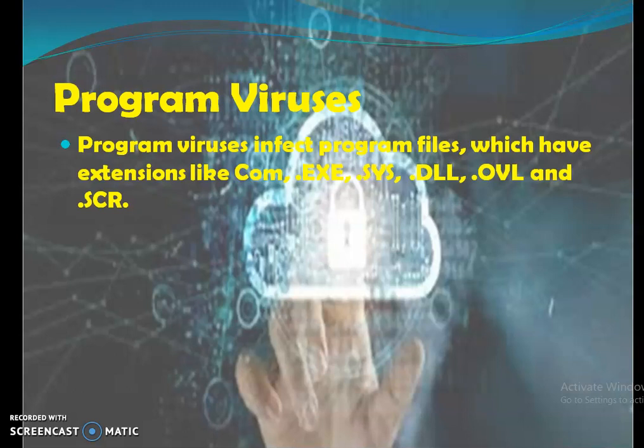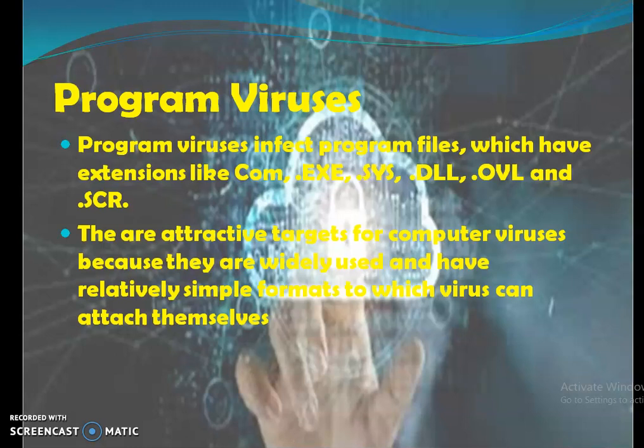The first one is program viruses. Program viruses infect program files which have extensions like .com, .ovl, .scr, and so on. Program files are an attractive target for computer viruses because they are widely used and have relatively simple formats to which viruses can attach themselves. The virus becomes active when the infected file is executed. Some examples of program viruses are Acid Rain, Alien 298, Amoeba, Sunday, Cascade, and so on.